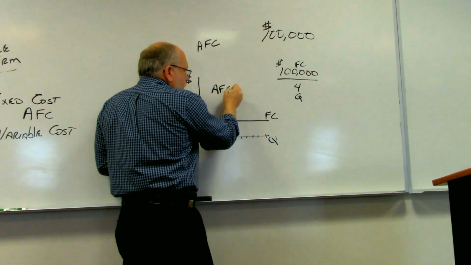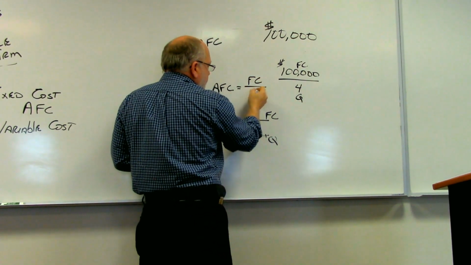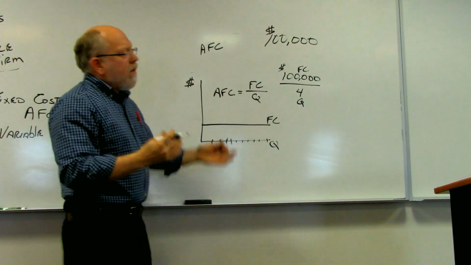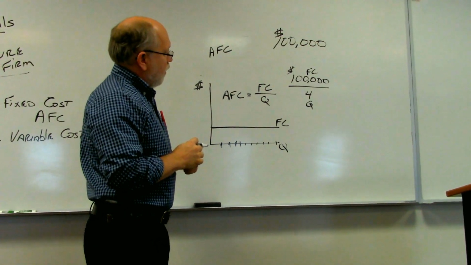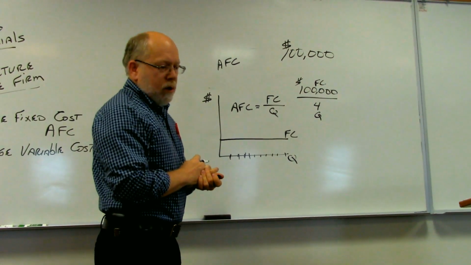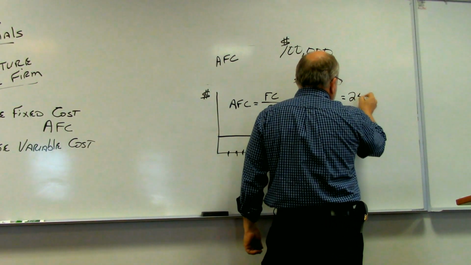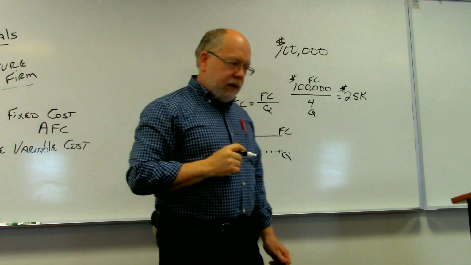Average fixed cost is that formula, fixed cost divided by quantity. That's what we mean by average fixed cost. So on the average, what did it cost us to produce these four units? Well, I don't have my calculator here, but I think I could come close to say they're going to be like $25,000 apiece.